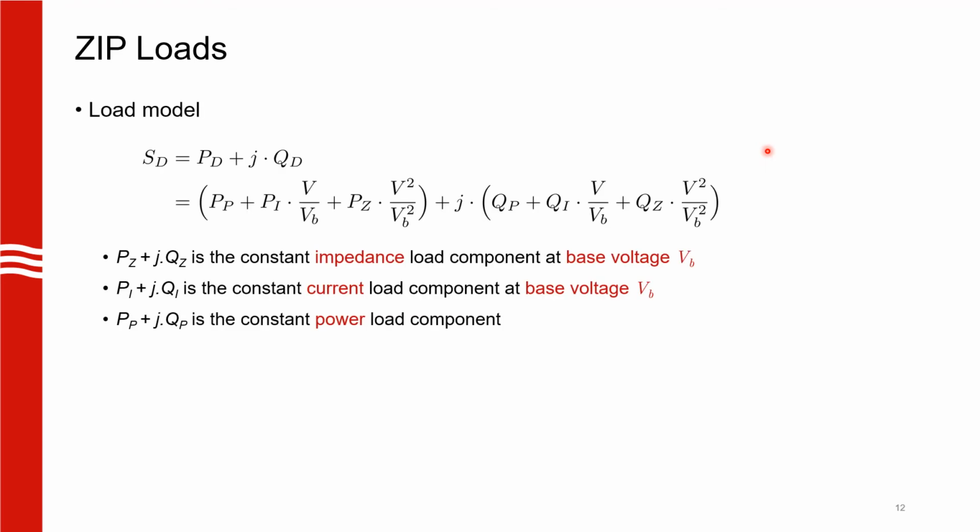Moving on to the loads now. Since we have a lot of voltage dependent loads in the grid, we use the ZIP load model equation as shown here. So we have the constant impedance and constant current load models that depend on the base voltage VB in the system. And then of course we have the constant power load components. Another important thing to note here is that capacitor banks are modeled as constant impedance loads.